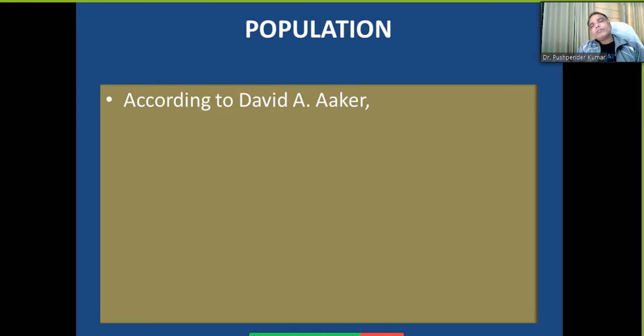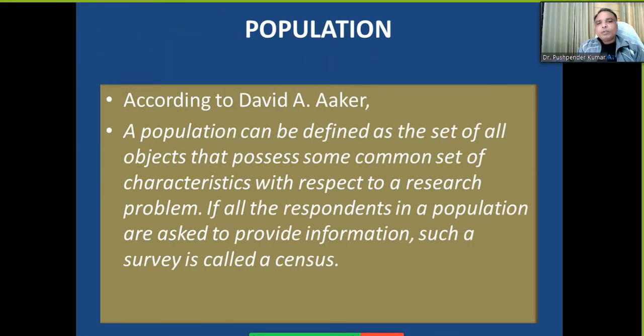Now we come to a more technical term: what is population? Population depends on the description of a project, or the problem of a project, or the objective of a research. According to David, a population can be defined as the set of all objects that possess some common set of characteristics with respect to a research problem.